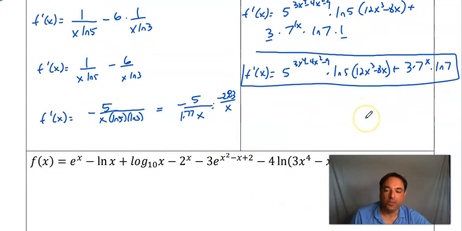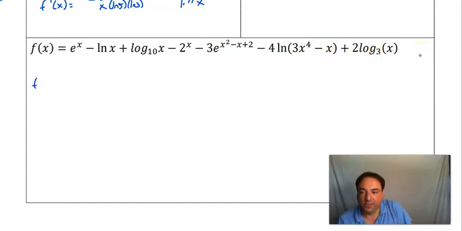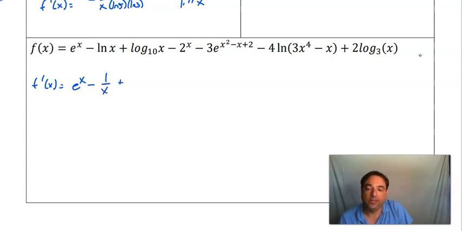Which leads us to the last one. The last one is very long, but it has all the special cases in it. We have e to the x minus ln of x plus log base 10 of x minus 2 raised to the x minus 3 e to the x squared minus x plus 2 minus 4 ln of 3x to the 4 minus x plus 2 log base 3 of x. So nice and slowly, let's do each one. The derivative of e to the x is e to the x, minus the derivative of ln of x is 1 over x, plus the derivative of log base 10 of x is 1 over x ln of 10, the base, minus the derivative of 2 to the x would be: rewrite it, step 1, step 2, ln of the base, which is 2, and then the derivative of 1x is 1.